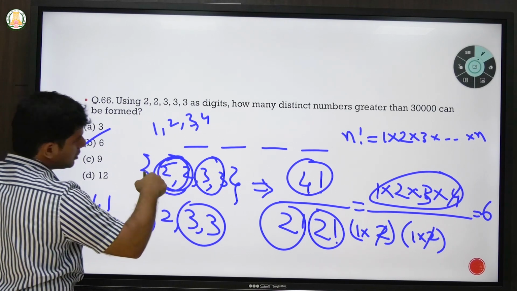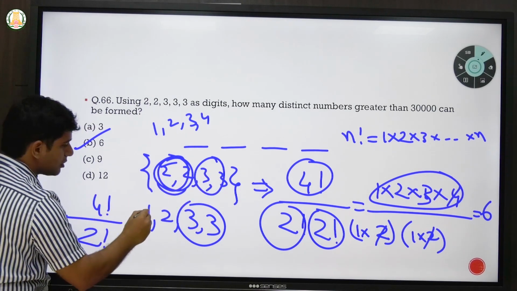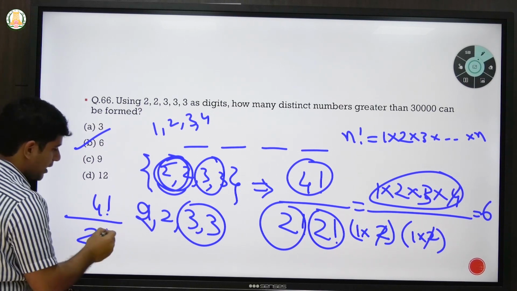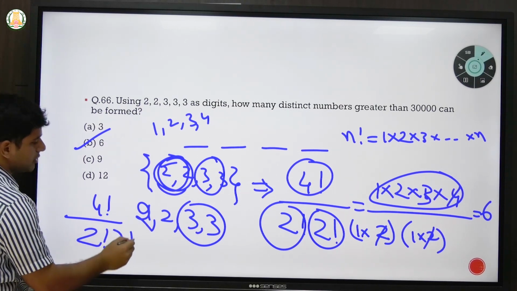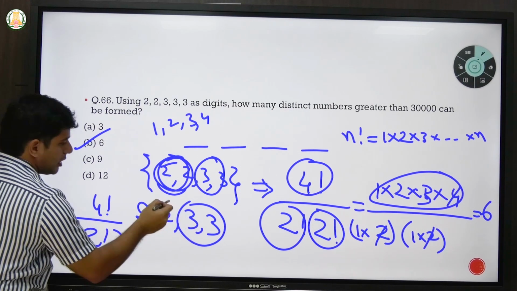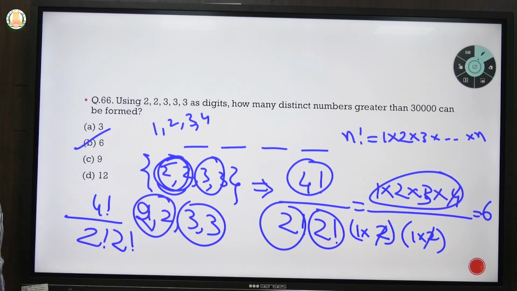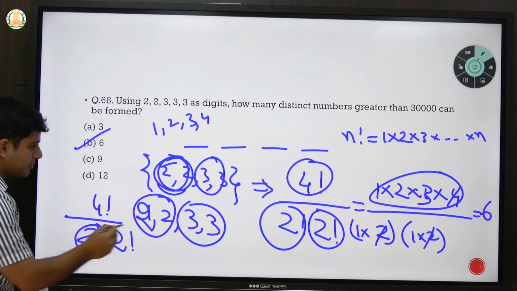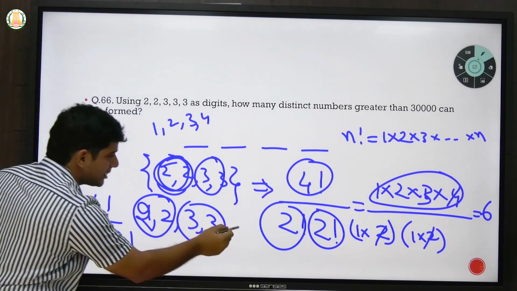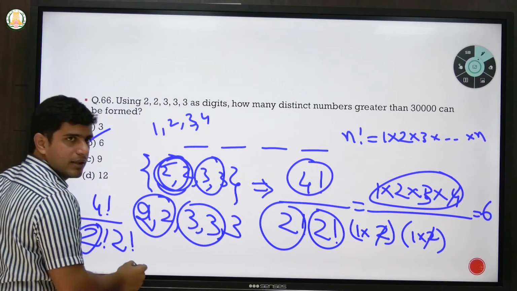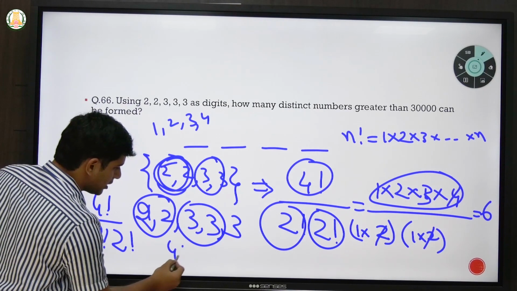But here we have seen 2 sets are the same. This one has also become 2. So we have to divide by another 2 factorial. However many such sets you have, that many times you have to divide by 2 factorial. And remember, this size of 2 comes from the size of the set. So had this been 3, 3, 3, then this would have been 4 factorial by 3 factorial.